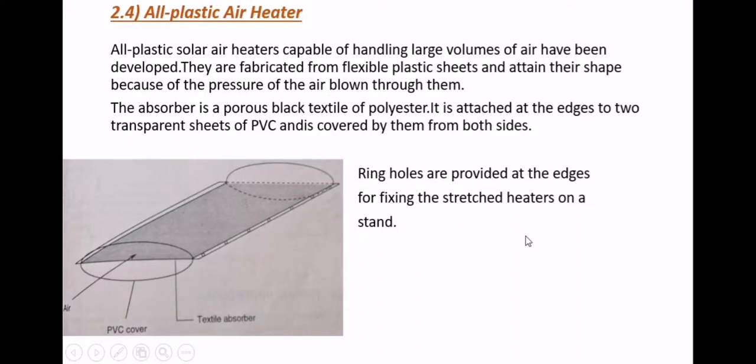The next one is the all plastic air heater. All plastic solar air heaters capable of handling large volumes of air have been developed by Bensel. The heaters are fabricated from flexible plastic sheets and attain their shape because of the pressure of the air blown through them. The absorber is a porous black textile of polyester.